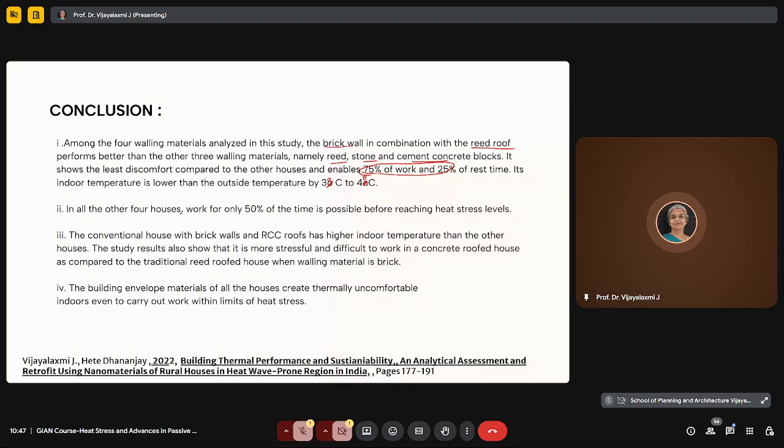In all the other 4 houses, which are made up of walling material of reed, stone, cement concrete block and brick with RCC, work for only 50% of the time is possible, otherwise the body reaches heat stress levels. The conventional house with brick wall and RCC roof has higher indoor temperature than the other houses. So we also tried to understand the indoor temperature and compare it. But actually here we are talking of heat stress, so I will skip that part.